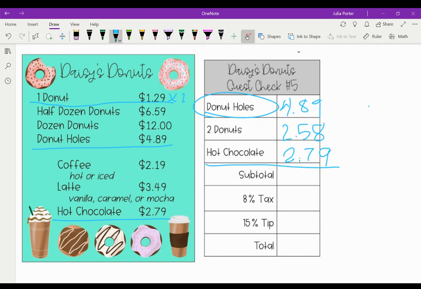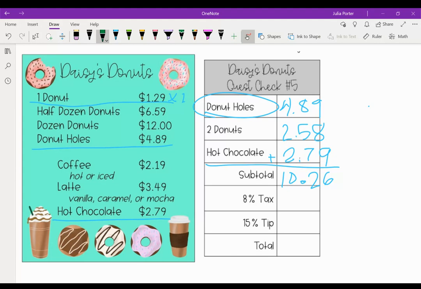So my subtotal is going to be my sum of all three of my items up top. So I'm going to be adding my 2.79 plus my 2.58 plus my 4.89, and that is going to give me $10.26. So I'm going to add all these up to get my subtotal, and it's going to be $10.26.